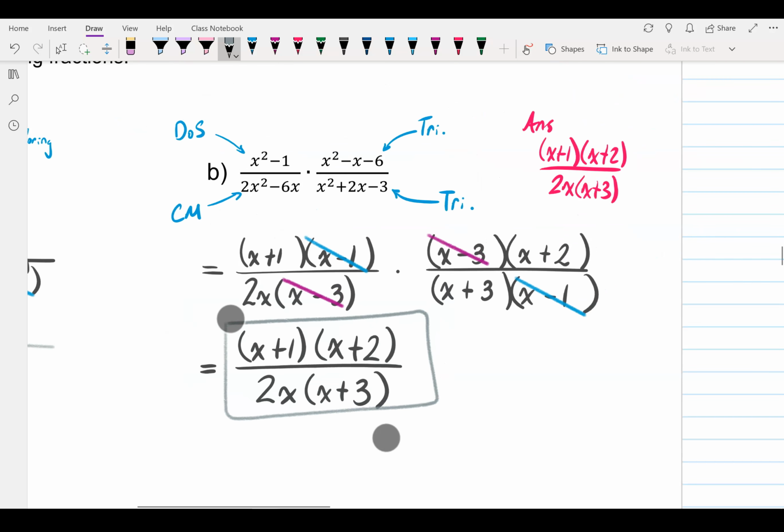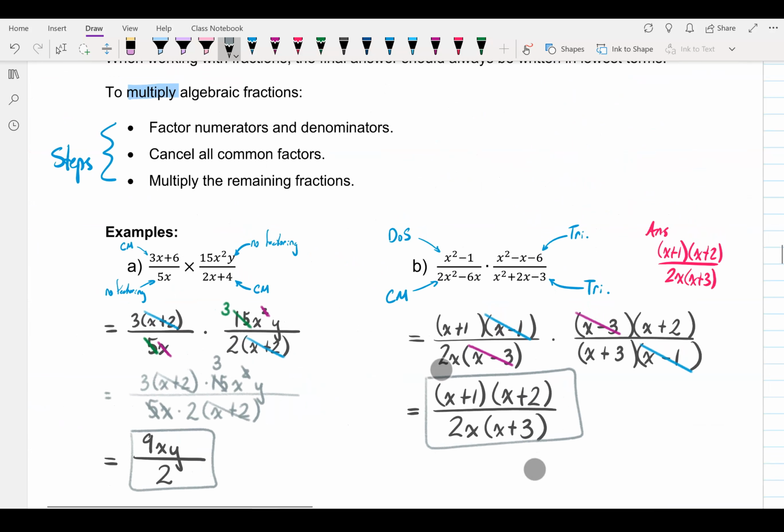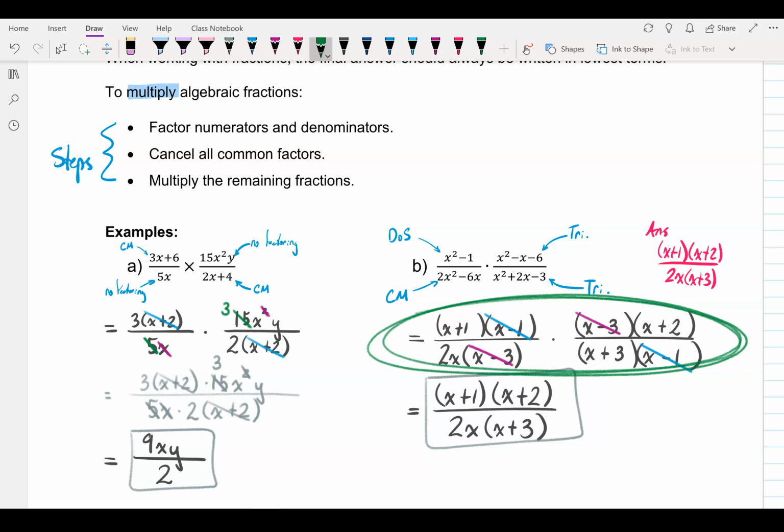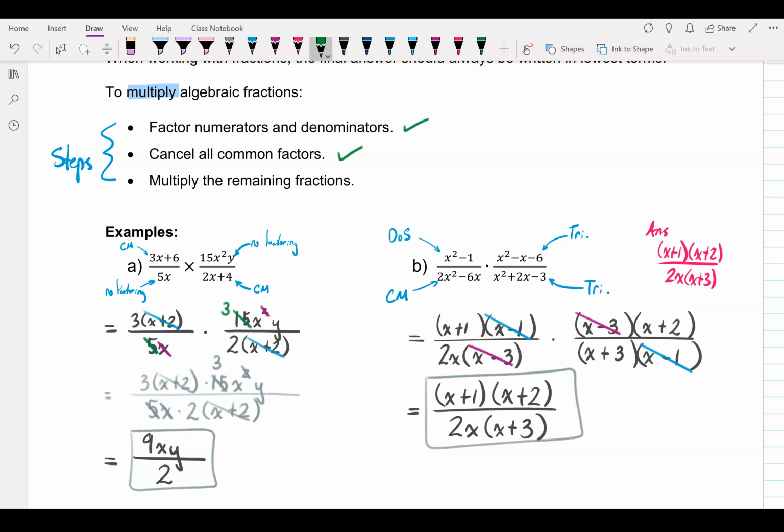And there we go. Did I follow the steps? First things first, factor numerators and denominators. I did. I had to do four different factorizations. Second step, cancel all common factors. That was this step. I canceled these, so I've definitely factored them and I've been able to cancel. Final step, multiply the remaining things. So I took this, multiplied it by this, and I got this. And then I took this and this, multiplied them together, and I got this. So hopefully that's making some sort of sense.